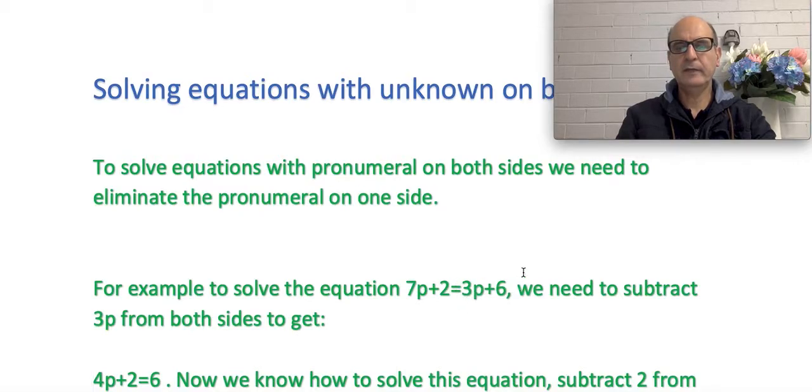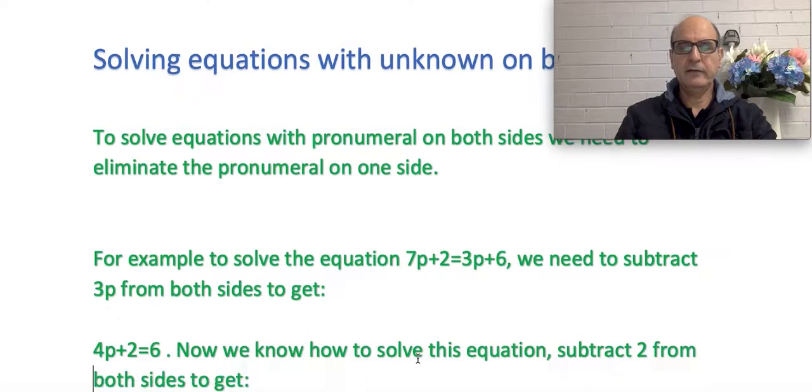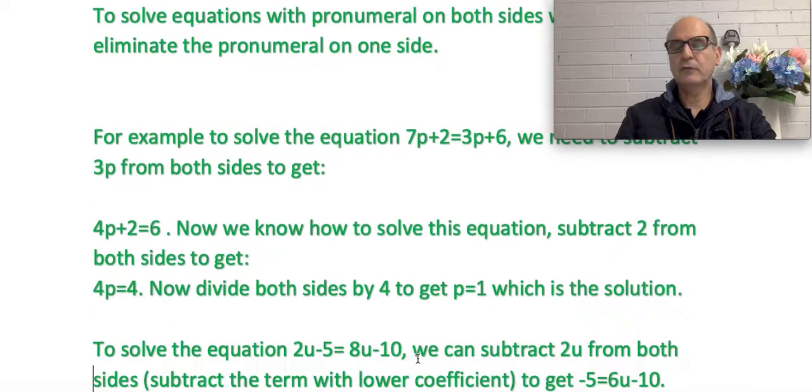So here, if I take away 3p from that side, I'm going to end up with 6 only because 3p is gone now. And on this side, if I take away 3p, you've got only 4p left, then plus 2, which was there. And then once you've got the equation in that form, you know how to solve it.